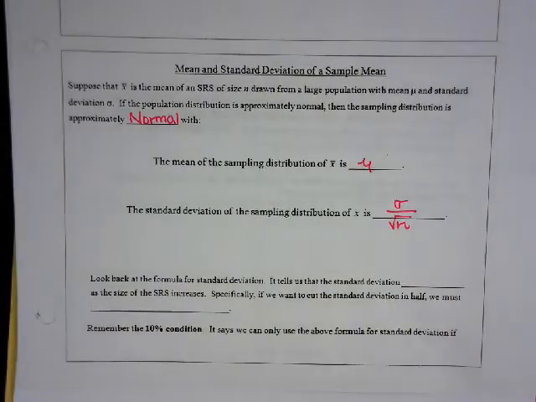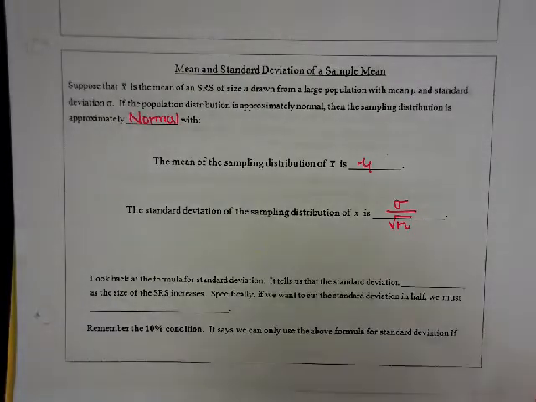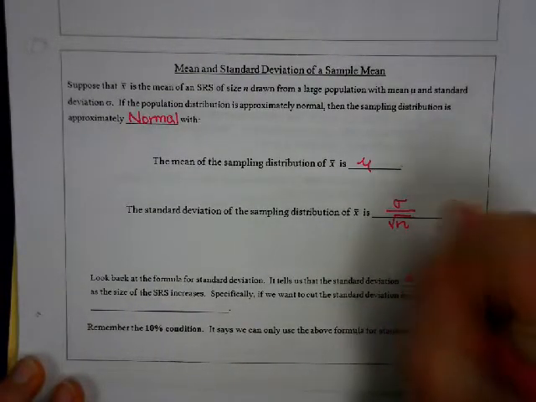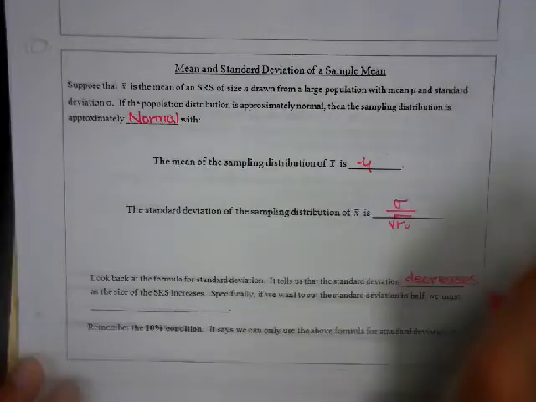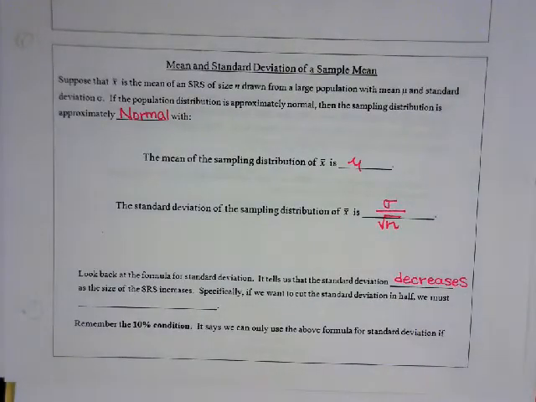So if we look at our formula for standard deviation, it tells us that the standard deviation is going to decrease as the size of the sample increases because we're dividing by the square root of n. So if I wanted to cut the standard deviation in half, what do I have to do to my sample size?